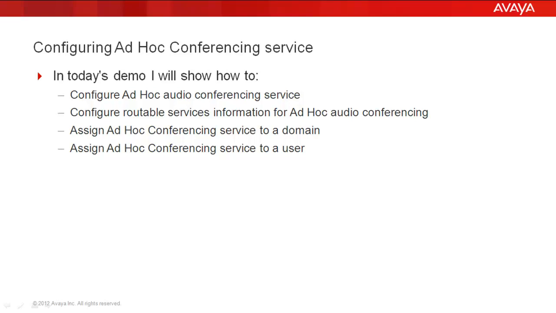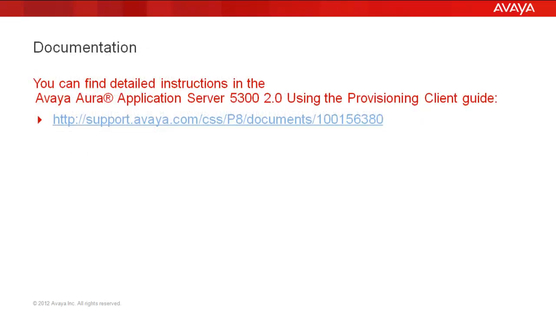In today's demo, we will configure Ad Hoc Audio Conferencing Service, configure routable service information for ad hoc conferencing, assign ad hoc conferencing services to a domain, and assign ad hoc conferencing services to a user. We will be starting this demo with the provisioning client open. You can find detailed instructions on the Avaya Aura Application Server 5300 Release 2.0 using the provisioning client guide at the link shown. Now let's get started.